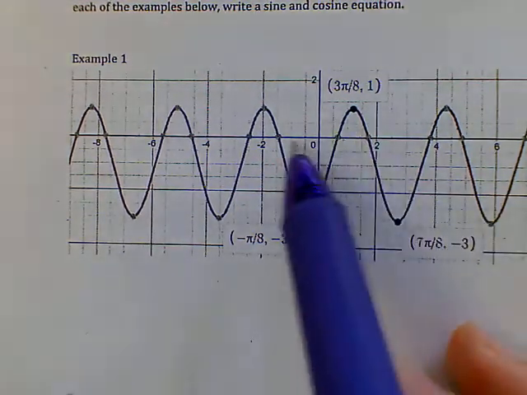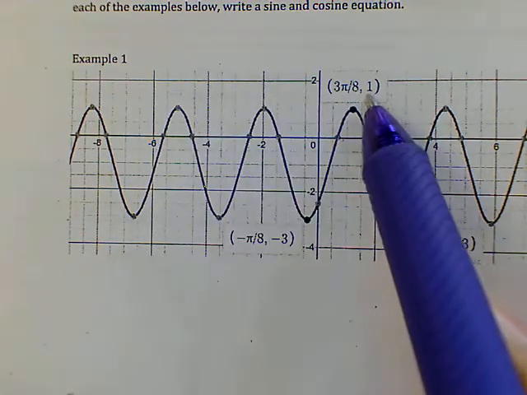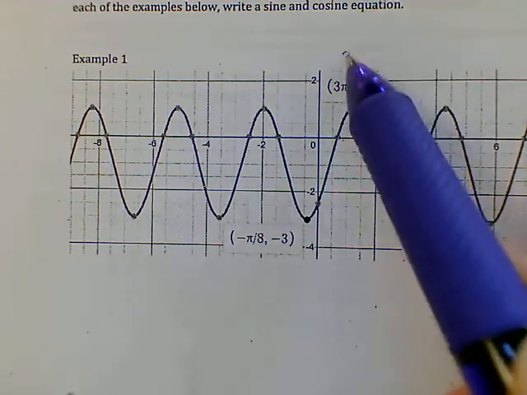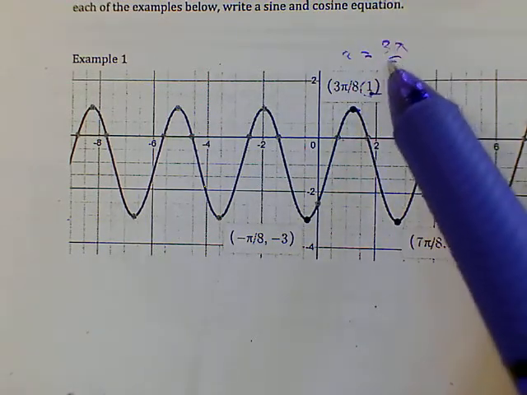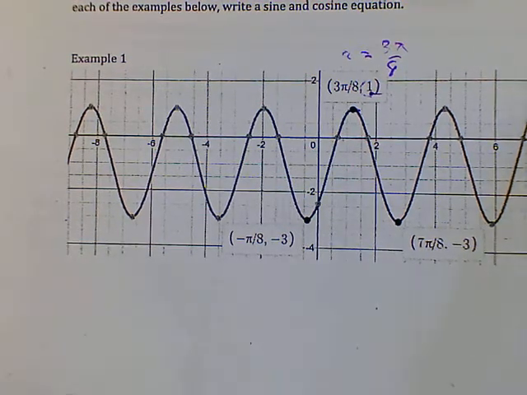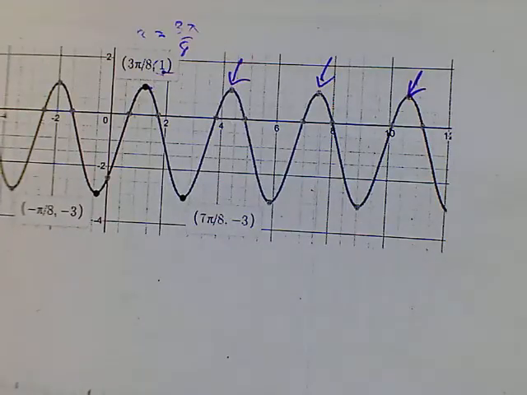In other words, if I'm saying, when is this curve equal to a y value of 1? You'd be like, oh, hey, y equals 1 when x equals 3 pi over 8. Well, y also equals 1 here. It also equals 1 here. It also equals 1 here. In other words, there's an infinite number of answers.